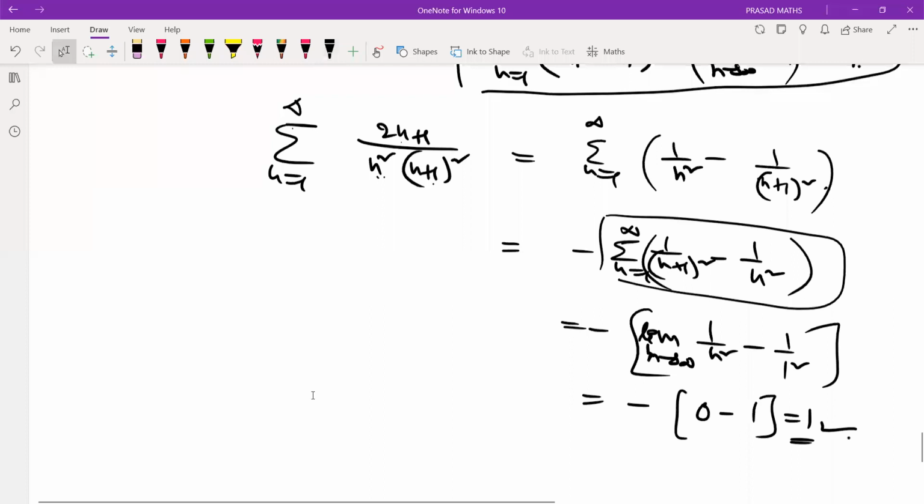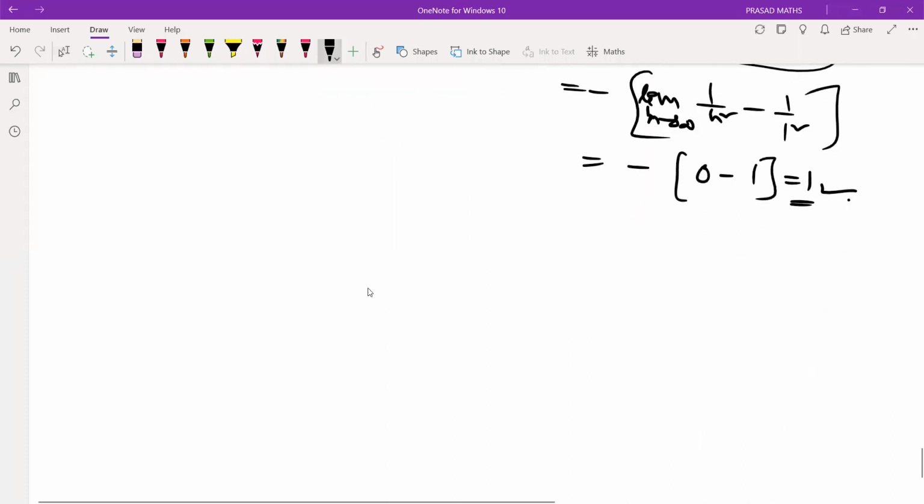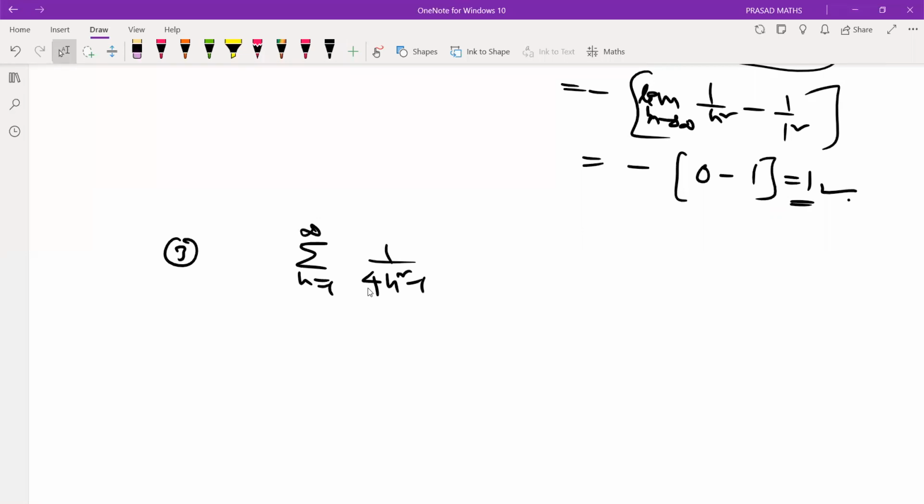Right? So using the telescopic method, one can compute the limit value, that means the limit of Sn, or else the limit of the series value. Suppose you take another example: summation n equals 1 to infinity 1 by 4n square minus 1. What is the limit value? What is the sum value?